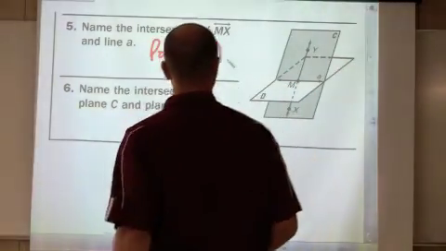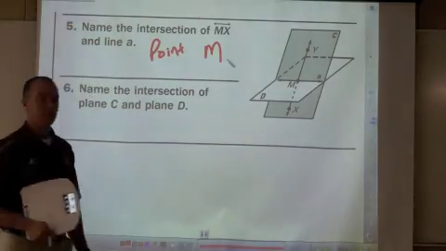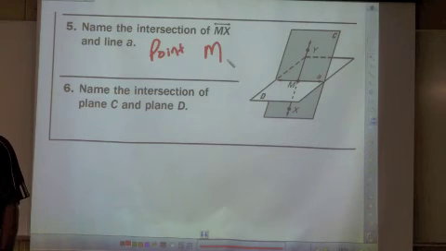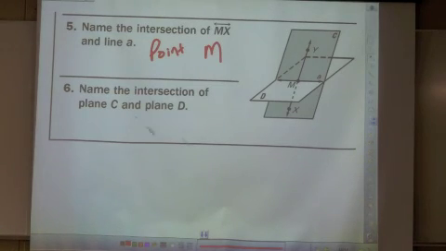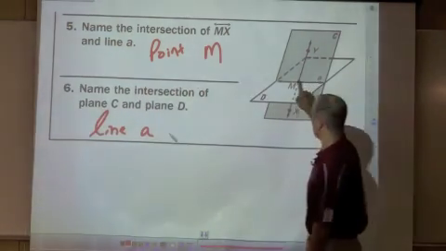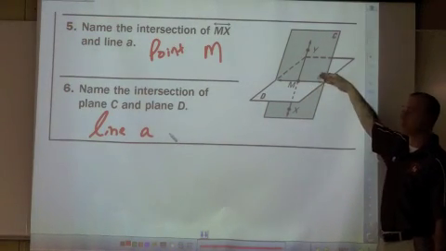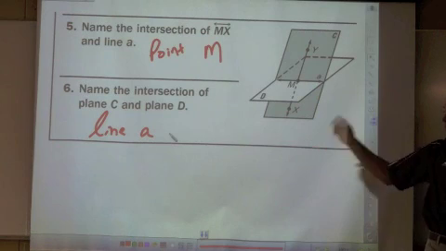How about the intersection of plane C and plane D? Those two flat shapes up there, where do they intersect? Remember? Line A. Very good. And we don't really have another way we could name it because we weren't given another point on the line. So it's not like I could call it line M something or other because I don't have another letter on it. So we just have to call it line A.